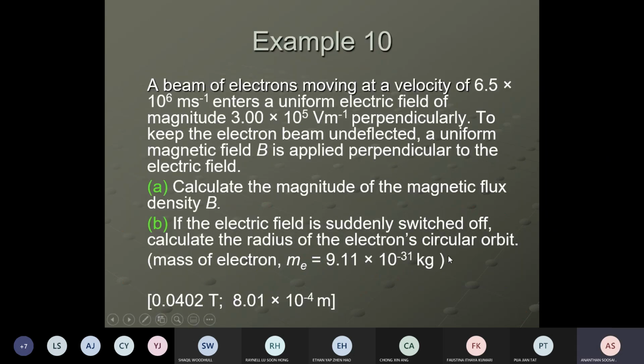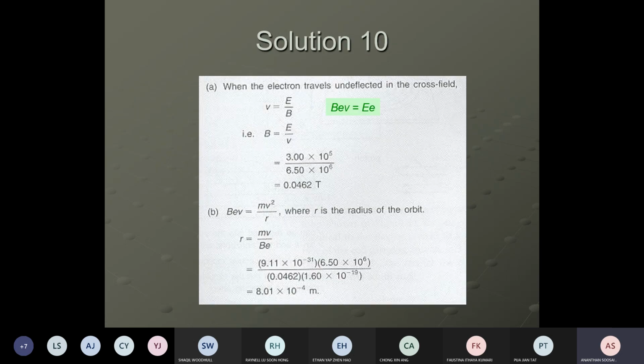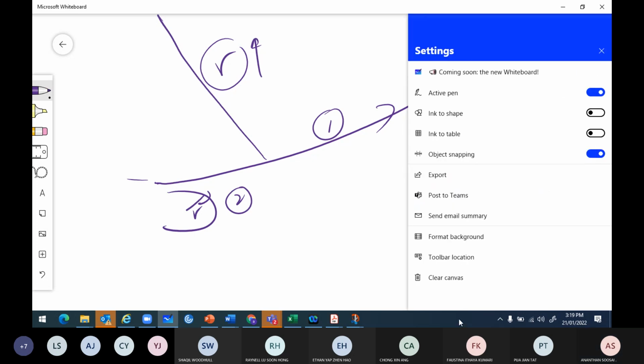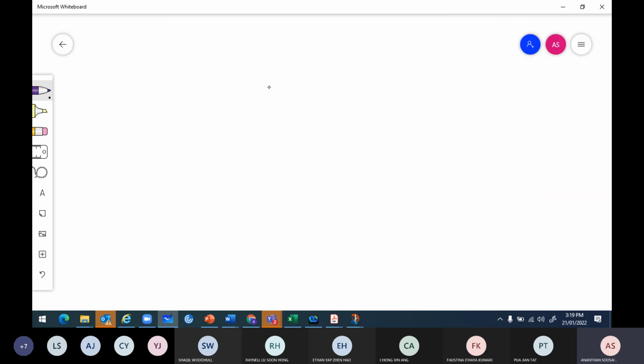These are all the same questions, BqV. I just want to go to the whiteboard. I'd like to ask you one question. You have a magnetic field into the page.